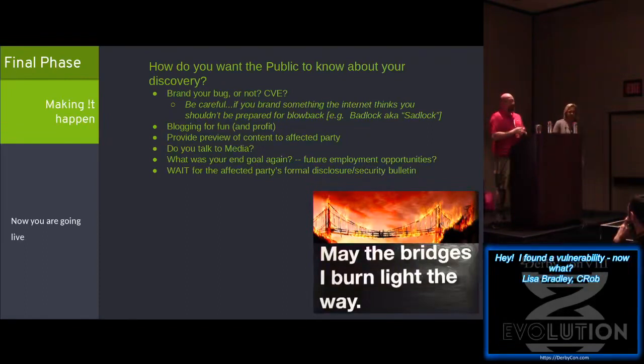Right, and to think about that, when you're doing the right coordinated vulnerability disclosure, you shouldn't be teasing the issue that you found.